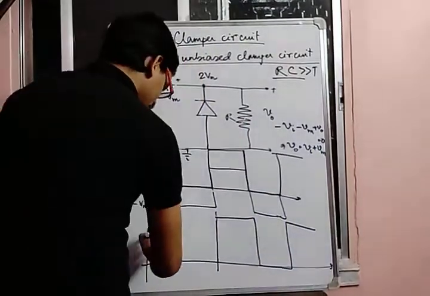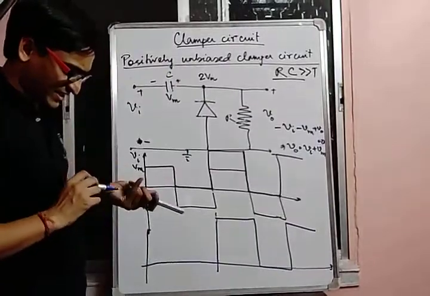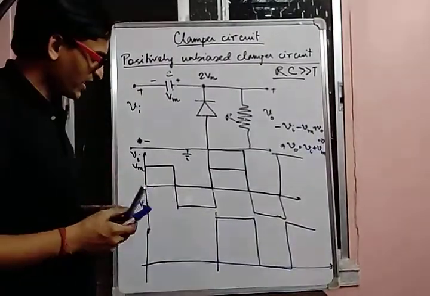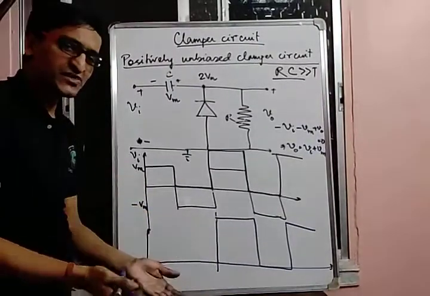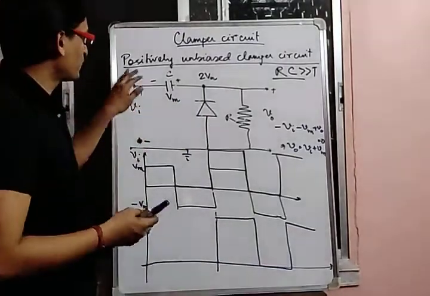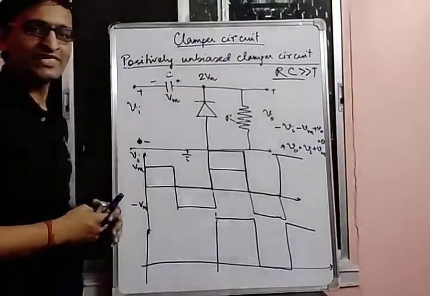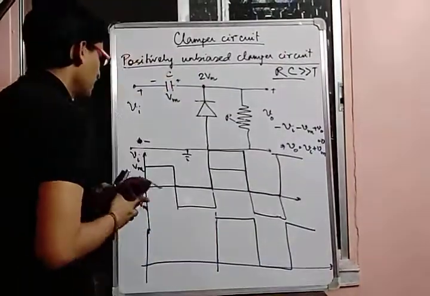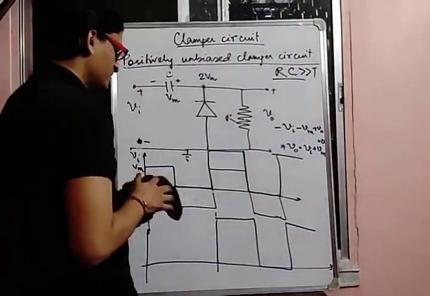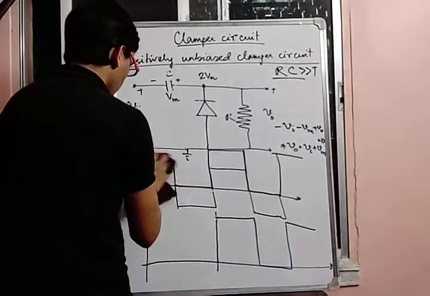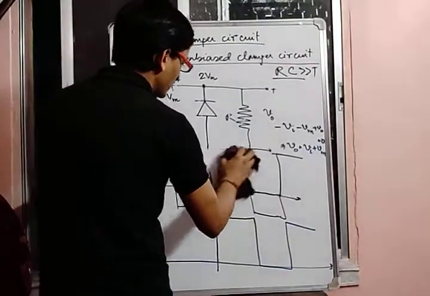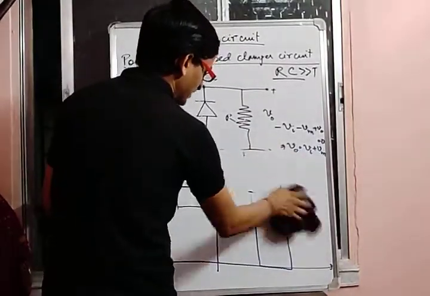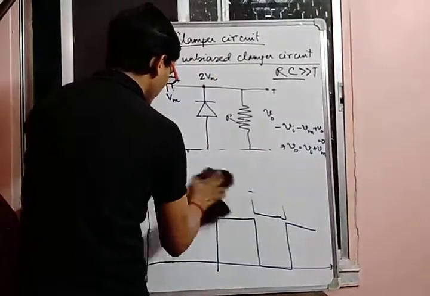So you can easily see that its DC value has increased. It has been shifted upwards. So for that reason it's basically called a positively biased clamper circuit. Similarly, instead of this rectangular waveform, suppose we use a sinusoidal waveform, what will happen? That means your input voltage is a sinusoidal one.